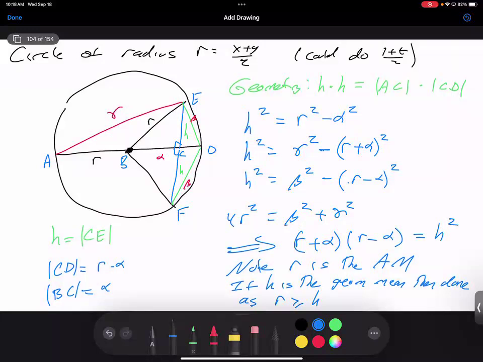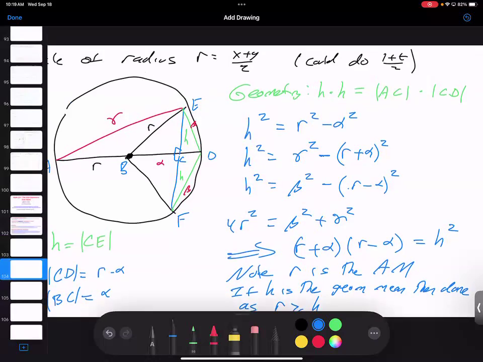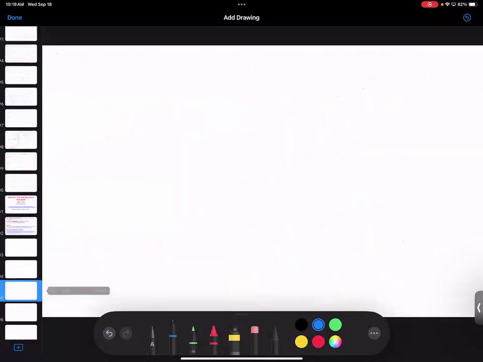But this is a geometric way to try to see why the arithmetic mean, geometric mean inequality might be true. At the end of the day, what am I pointing to? I'm pointing to the fact that in a right triangle, the hypotenuse can't be smaller than the side. And that's the basis for the geometric proof of the arithmetic mean, geometric mean inequality. Okay. We've also seen other proofs by just doing it directly and squaring it.